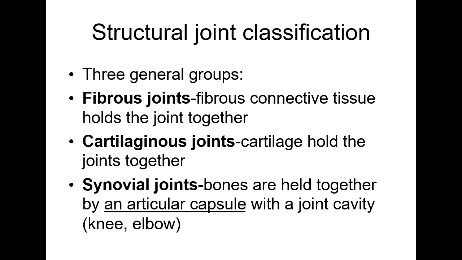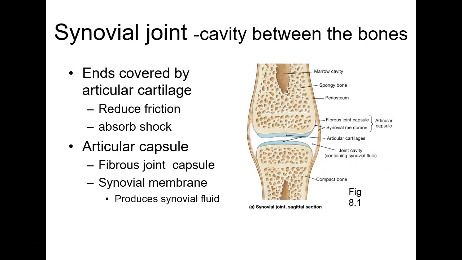So let's go to the easy one first, synovial joint. There's a cavity between the bones. The ends happen to be covered with articular cartilage on these bones. That helps reduce friction and absorb any shock. There's a capsule, fibrous joint capsule, with a synovial membrane. See, it's kind of in pink right here. And that's making synovial fluid.